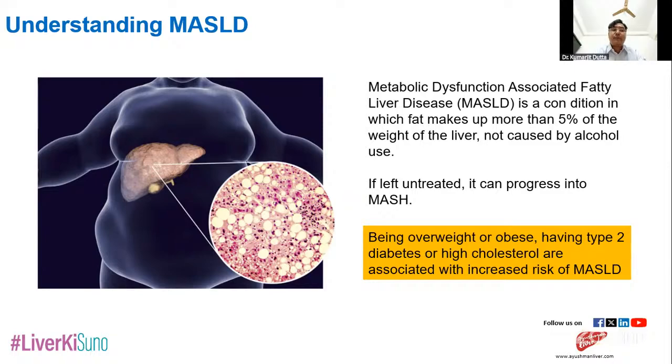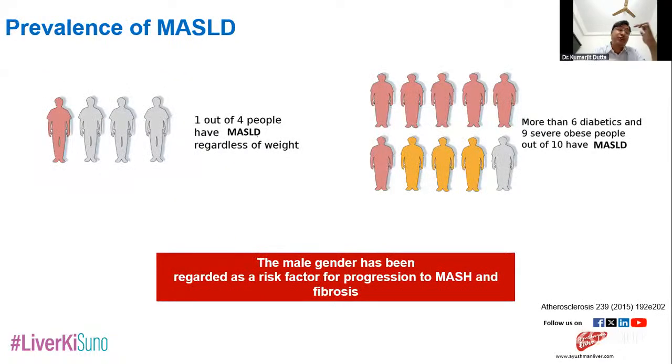Now, the crucial thing is the prevalence of MASLD. It's astonishing that 25% of the normal population, regardless of their actual body weight, is affected with MASLD, fatty liver disease, and in case of diabetes, it goes up to 60%, and in the obese population, 9 out of 10, that is 90%, are affected with fatty liver disease invariably. And the male gender has a genetic propensity to get affected with MASH and fibrosis.